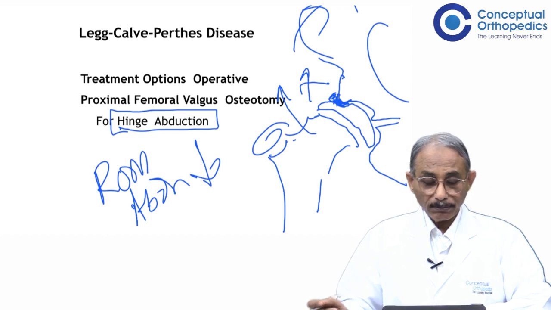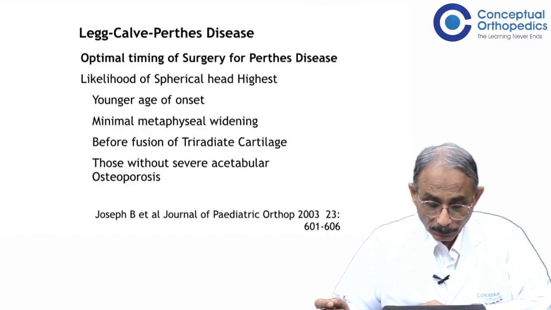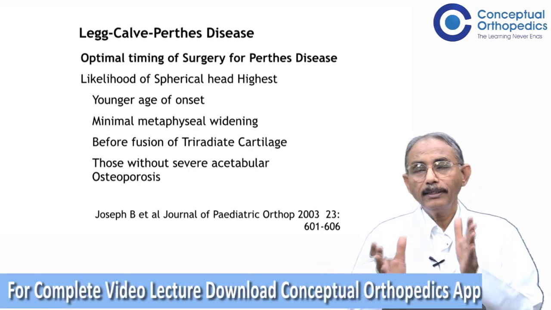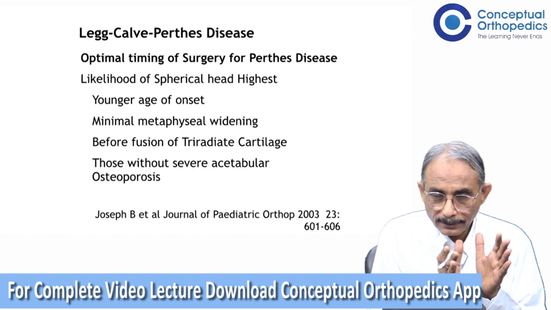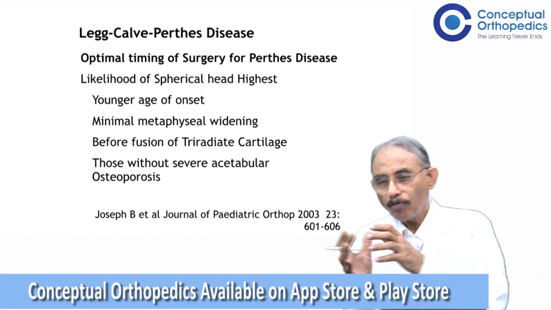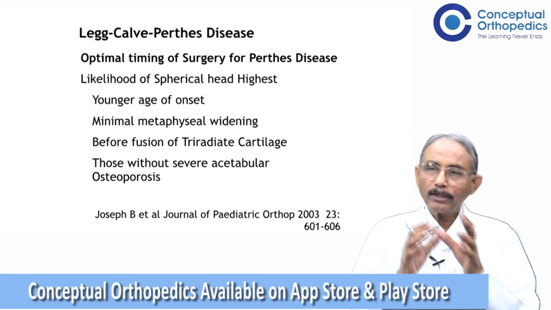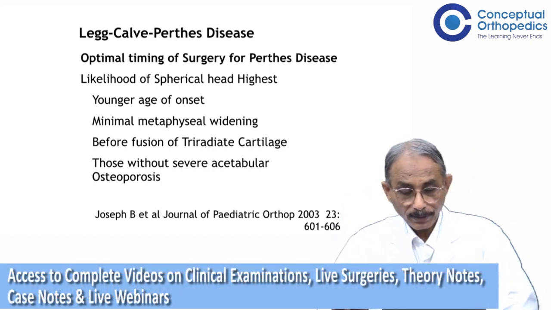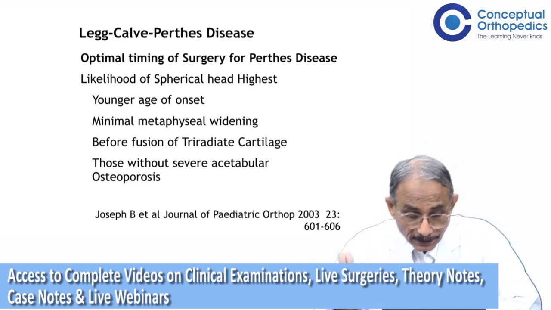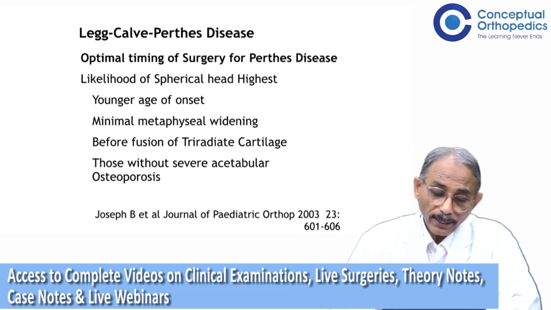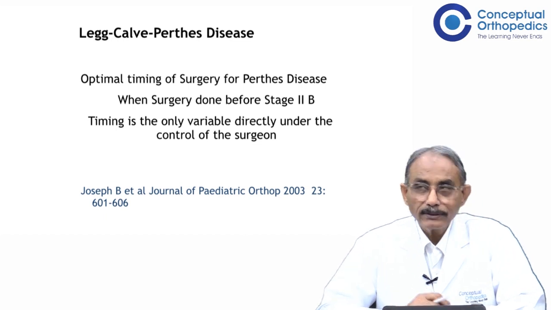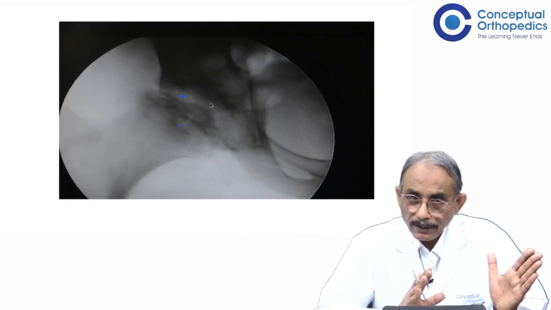So when you do a maximum abduction and maximum adduction, it will tell you where the hinge is. Is it true movement of abduction in the head, or is it a hinge abduction at the edge of the acetabulum? The sphericity is highest where you have a younger child with longer remodeling time. So to look at a hinge abduction, you may do an X-ray in abduction and adduction.